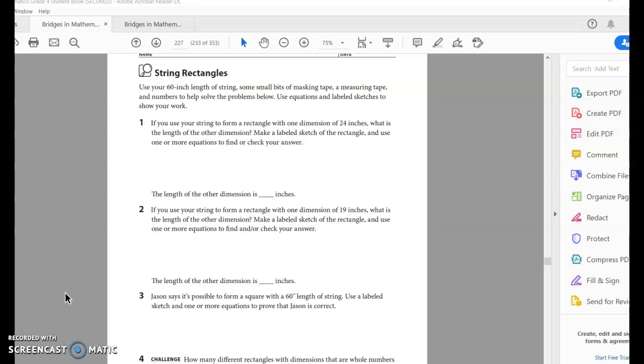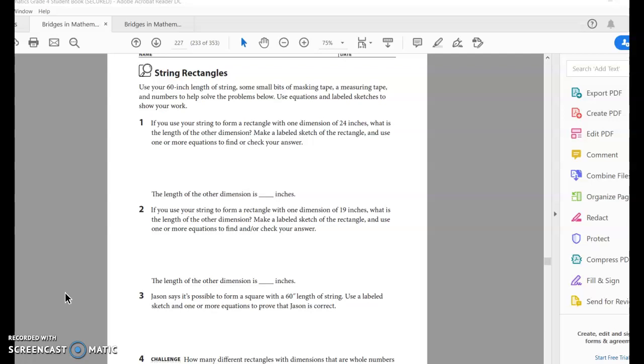So today's practice, it says use 60 inches of string. We don't have 60 inches of string unless you do, but it's just easier to draw our rectangles. So you're going to be drawing each rectangle, and the perimeter needs to be 60 inches. Your job is to figure out the other dimension that you need, keeping in mind the formula for perimeter is length times 2 plus height times 2. You may want to write that down.